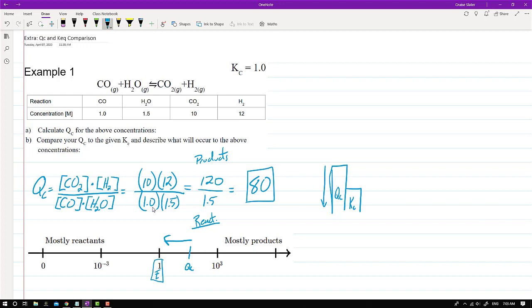And by bringing Qc down, we're using our reverse reaction. We're going to make more reactants. Okay, so we're using our reverse reaction, which is very important. I'll highlight it up here in the reaction itself. So let's move on to question number 2.